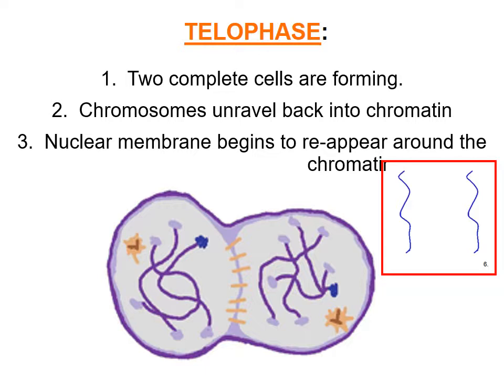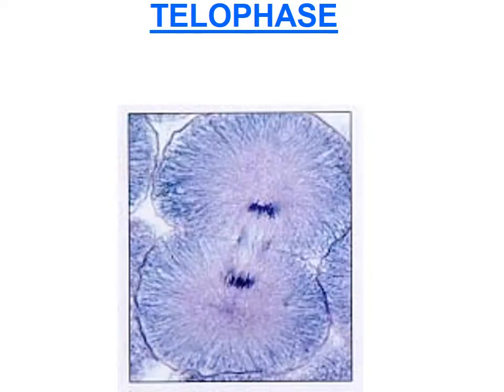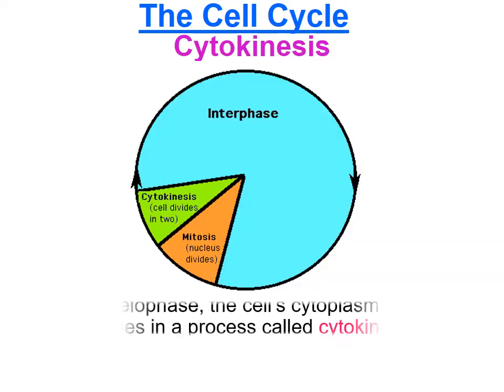Keep in mind T is the first letter in two, but they're not actually separated into fully two yet. You just can see the outline of two individuals beginning to form. Here you can see the beginning of the nuclear membrane. This completes the four steps of mitosis: PMAT, prophase, metaphase, anaphase, telophase.